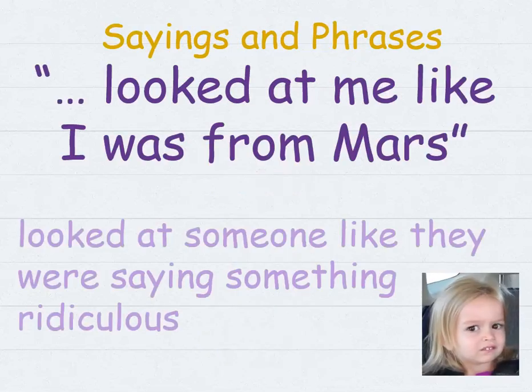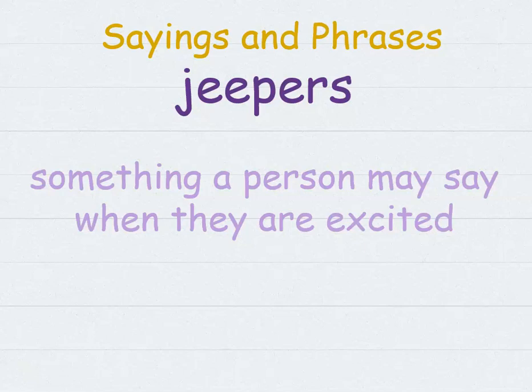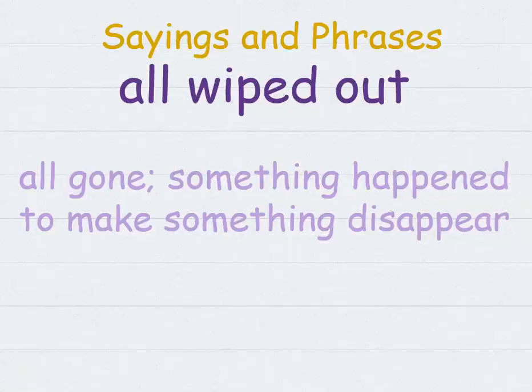Let's review a saying and phrase that you may come across. Looked at me like I was from Mars. If someone looks at someone like they are from Mars, they're looking at someone like they are saying something ridiculous. Jeepers. If someone says jeepers, that's something a person may say when they are excited. Jeepers! All wiped out. If something is all wiped out, it is all gone. Something happened to make something disappear.